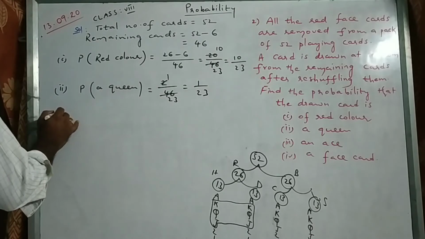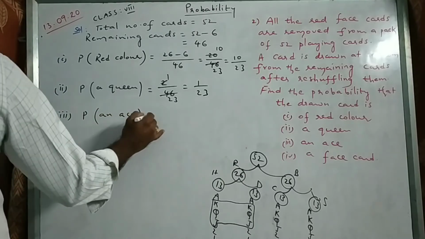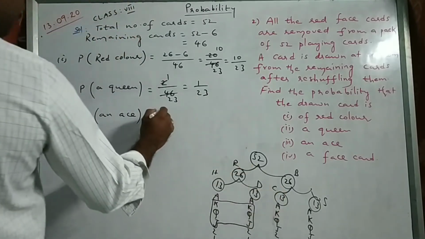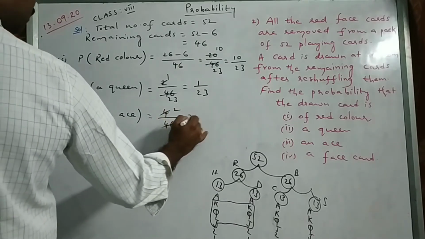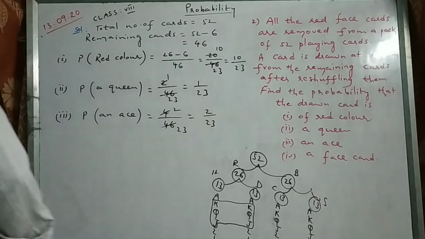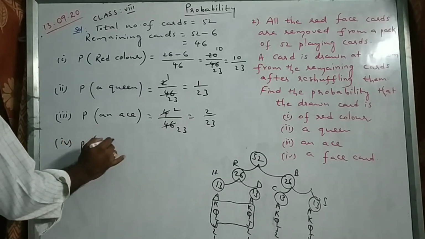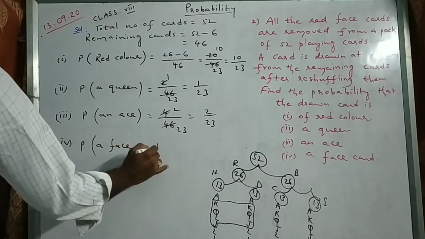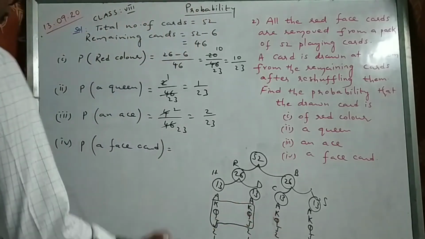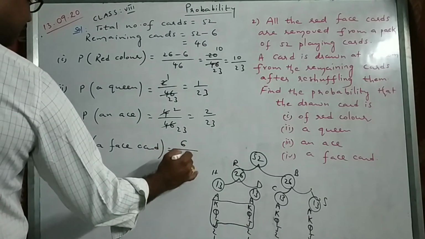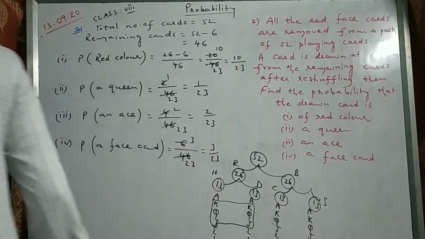Next, third one. Probability of getting an ace. How many aces are there? 1, 2, 3, 4. 4 aces are there upon 46. No ace is removed here. 2 twos. So 2 by 23. Next, probability of getting a face card. How many face cards are there now? Here already 6 face cards have been removed. So only 6 face cards are there. 6 upon 46. 2 threes. So 3 upon 23. Got it?